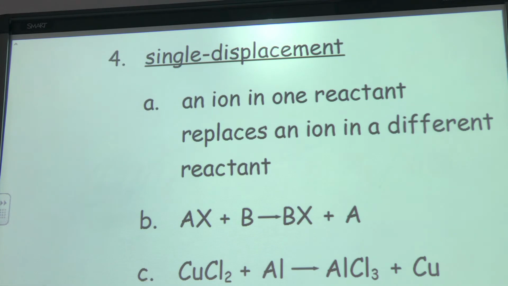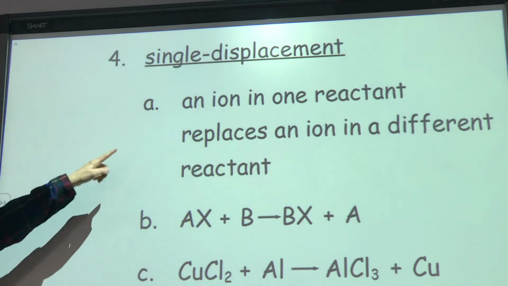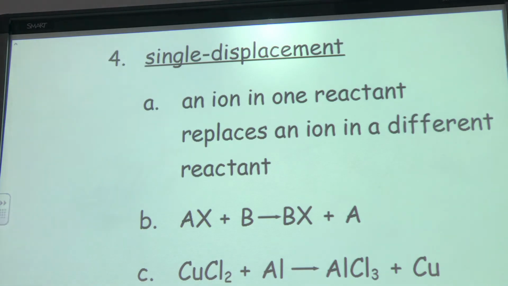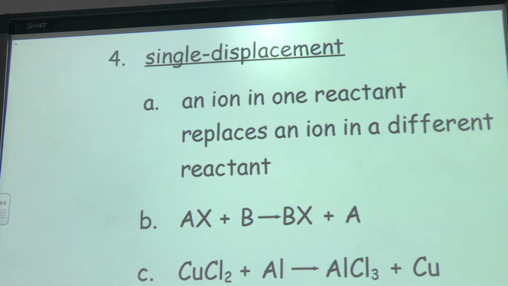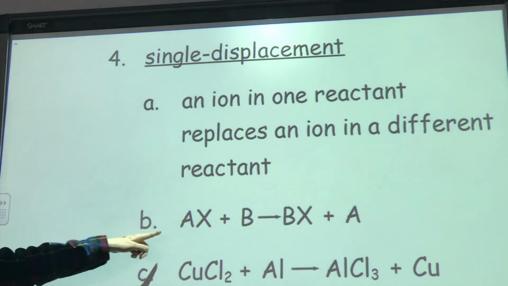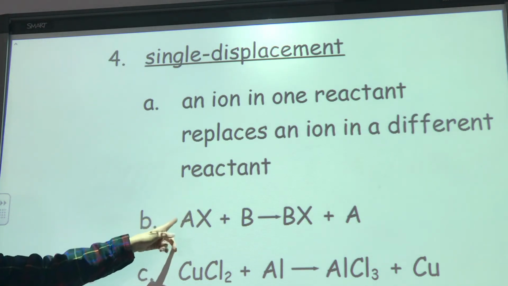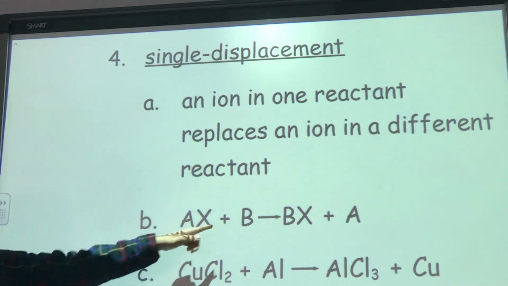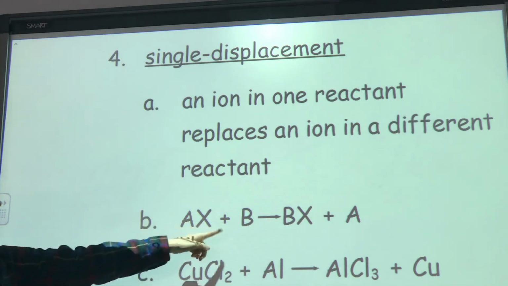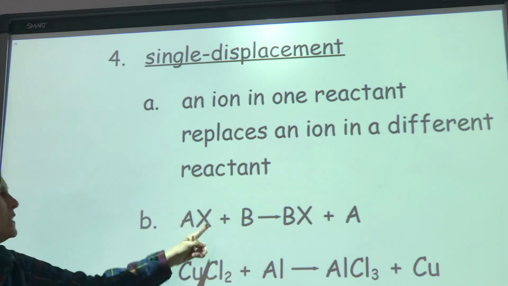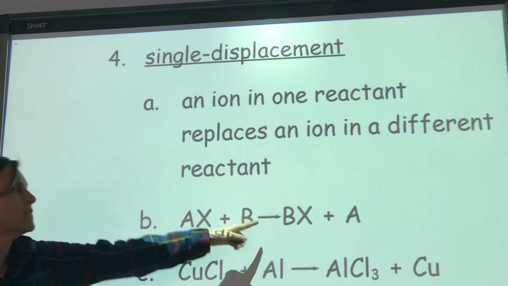And our last 2 reactions are similar, but not exactly the same. A single displacement, also called single replacement, I've heard it both ways. Single displacement or single replacement is when we have an ion in one reactant replacing an ion in a different reactant. Okay? So here's the general equation for this. We have this compound that's made of A and X glued together. B comes along, and because B is more reactive than A, it actually kicks A out and replaces A in the compound.